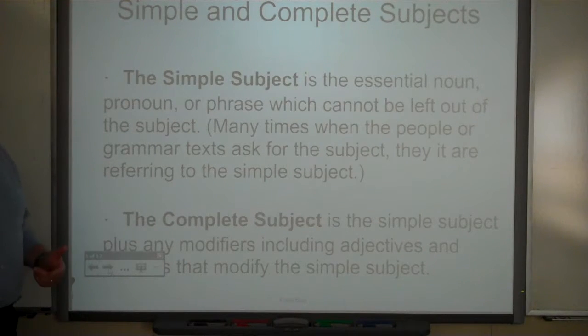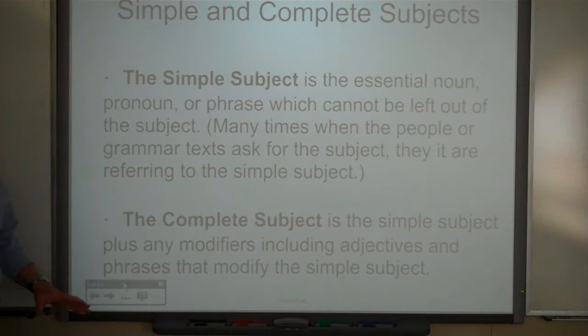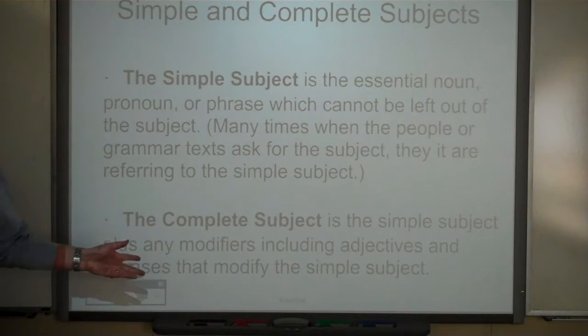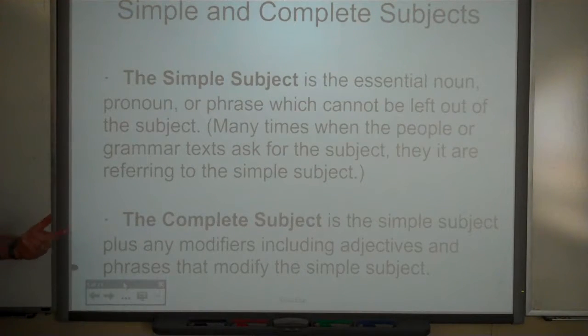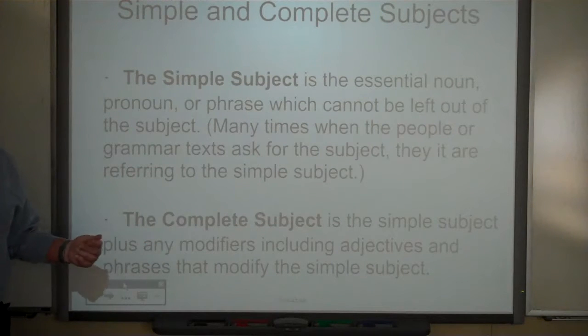The simple subject is the essential noun or pronoun or phrase which cannot be left out of the subject. Many times when grammar texts ask for the subject, they're really referring to the simple subject. But we can talk about the complete subject too. The complete subject is the simple subject plus any modifiers, including adjectives and phrases that modify the simple subject. In that sentence we had, the simple subject was also the complete subject. The subject was just one word.